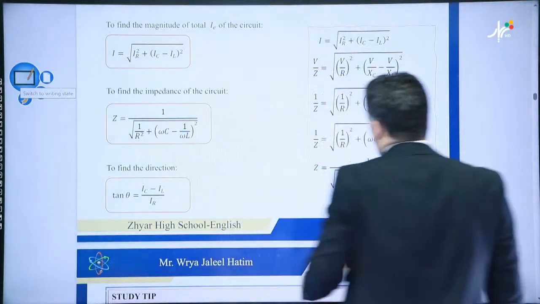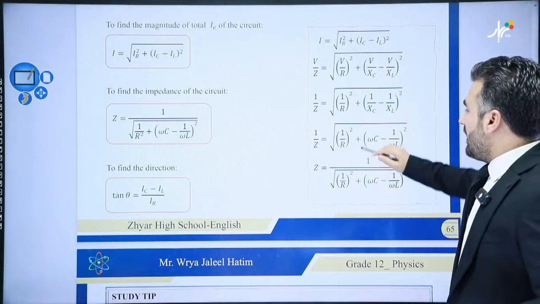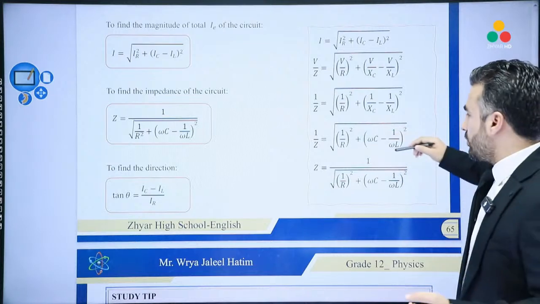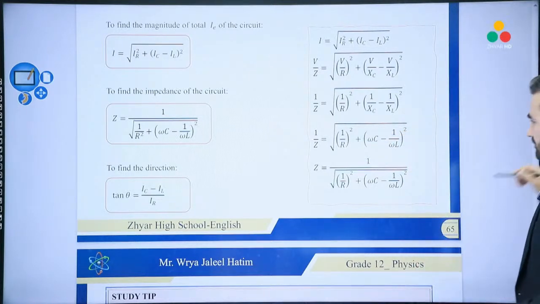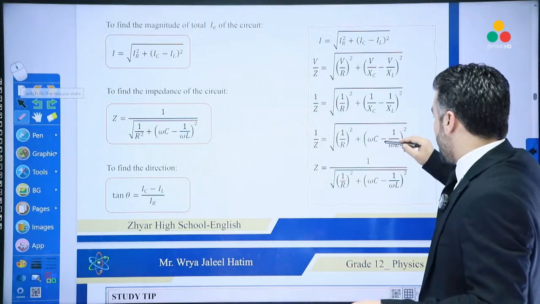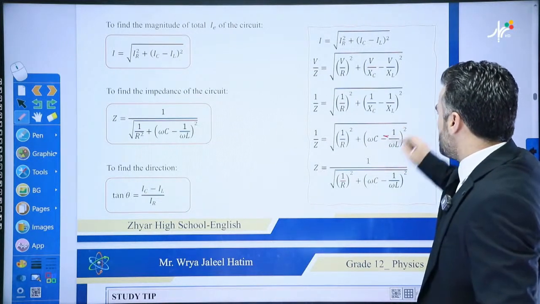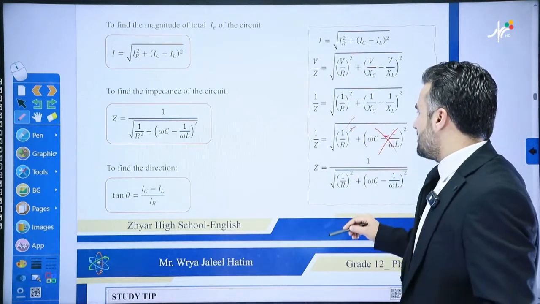And one more thing here. What happens if these two values were equal? Remember this. We have a situation where if omega C is equal to 1 over omega L, if these two were equal, that means this part would cancel out, okay? So once again, pretend that omega C here is equal to 1 over omega L, then this part, of course, would be equal to 0. And if that is the case, then this one would cancel out with this one here.